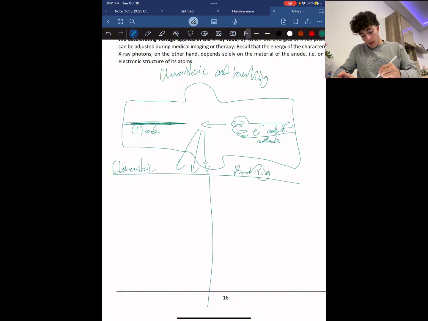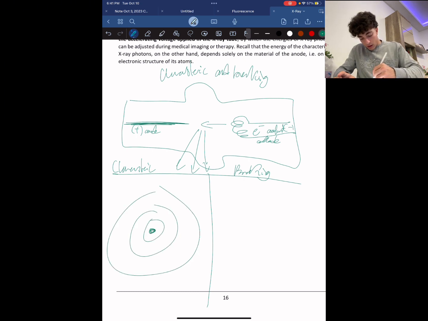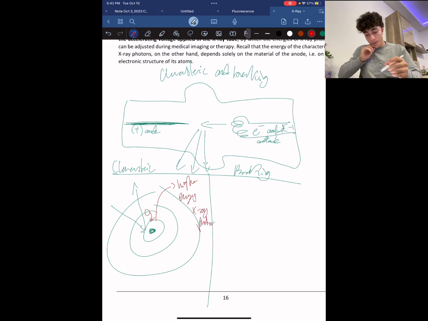Okay. What happens in characteristic? We have a nucleus, energy levels. The photon comes. Sorry. The photon comes and hits the innermost shell electron. The innermost shell electron gets ionized. As this gets ionized, an electron from this drops down, creating a high energy X-ray photon.